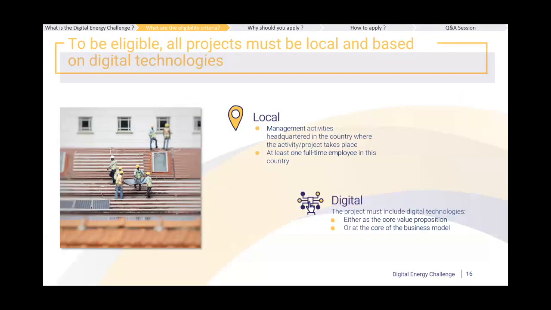And there is a last component that really needs to be here so that you can be pre-selected. I mean, two things that are quite important. The first one is that your project has to be local. What it means is that the management activities have to be in the country where the activity and the project takes place. And there need to be at least one full-time employee in this country. So that's the definition of local.